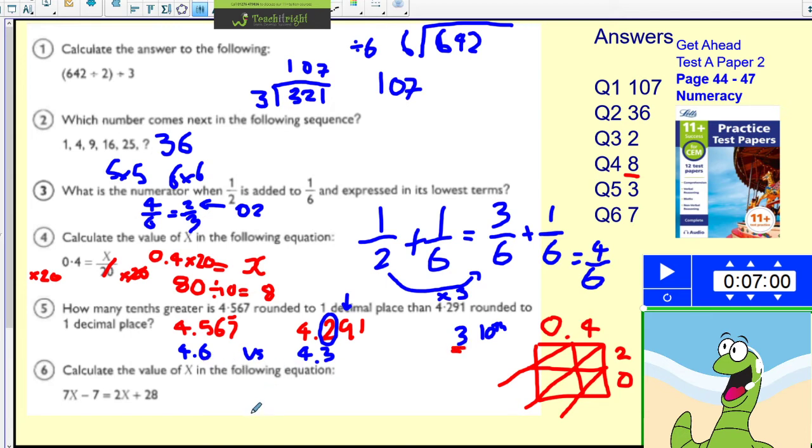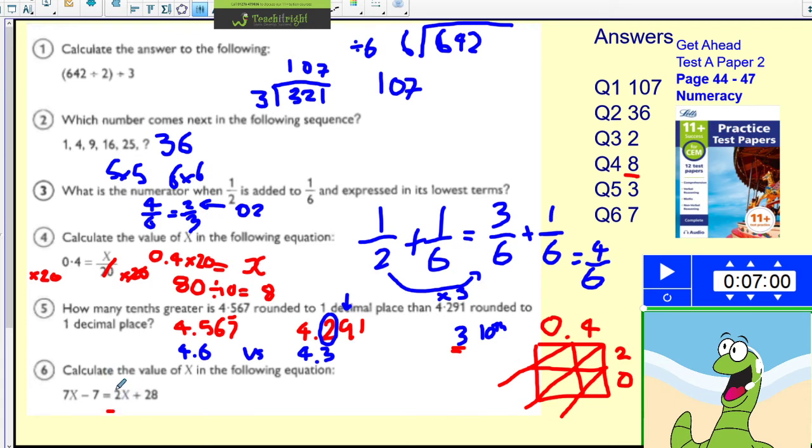Calculate the value of x in the following equation. Good old algebra. Okay, again, I'm going to want to get the numbers on one side and the letters on the other. Remember, I always move the smallest x value or the smallest algebra value, because it doesn't always have to be x, it could be y and so forth. We always move that first.